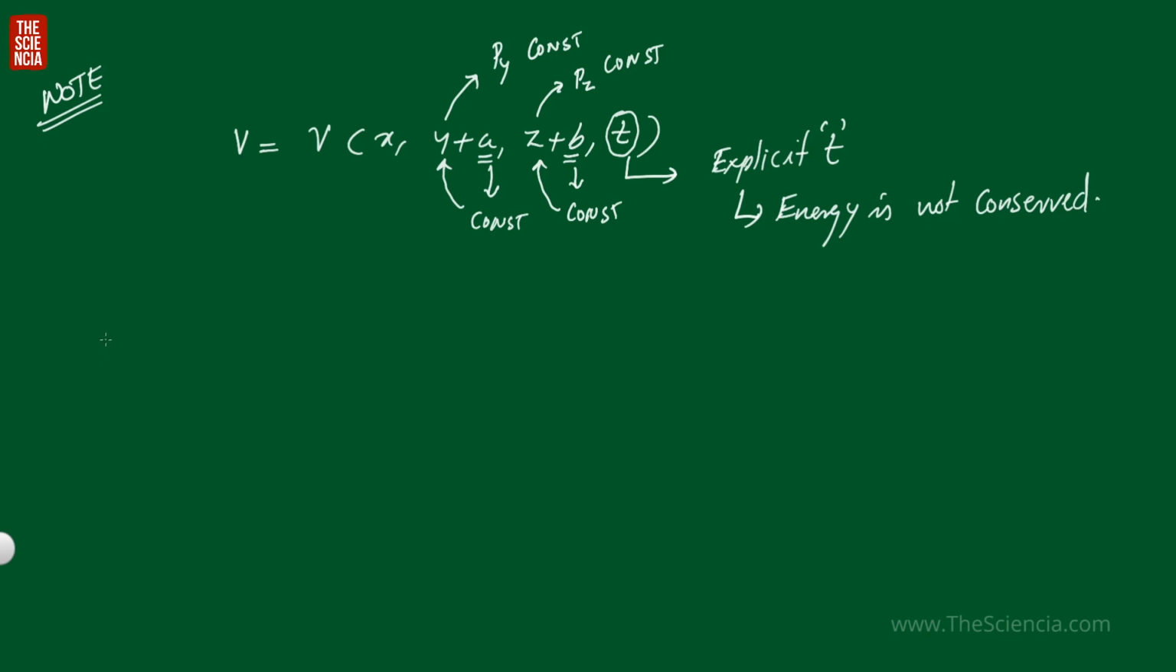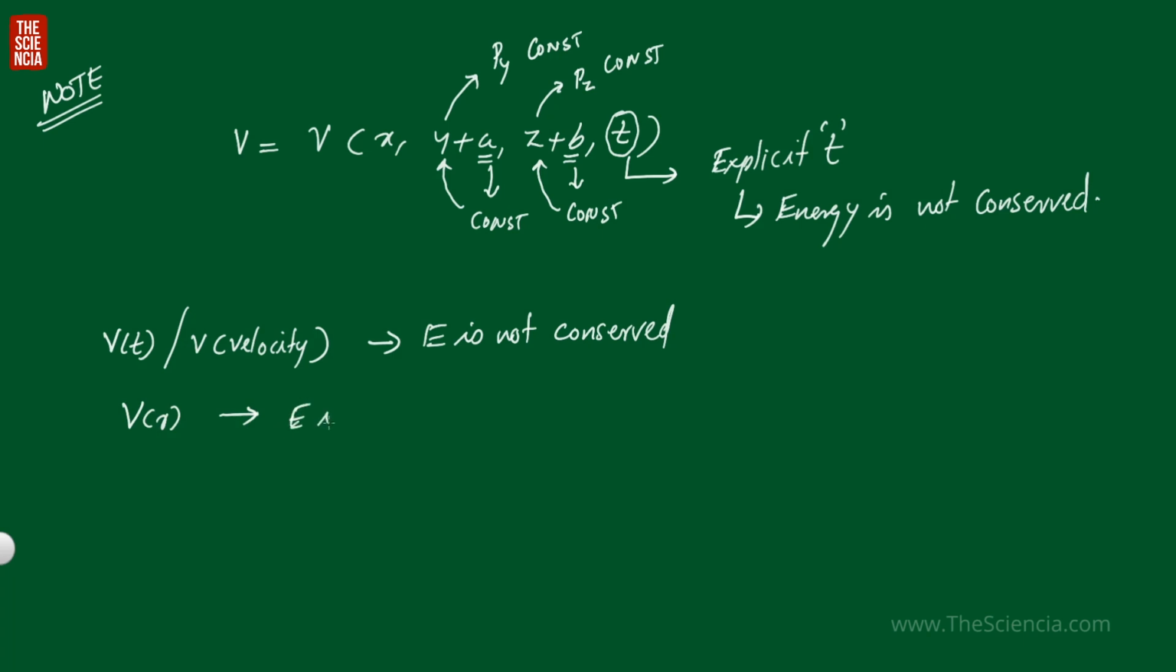That is, if V is a function of t or V is a function of velocity, that is, the potential energy is a function of velocity, then energy is not conserved. And if V is a function of r only, then energy is conserved.